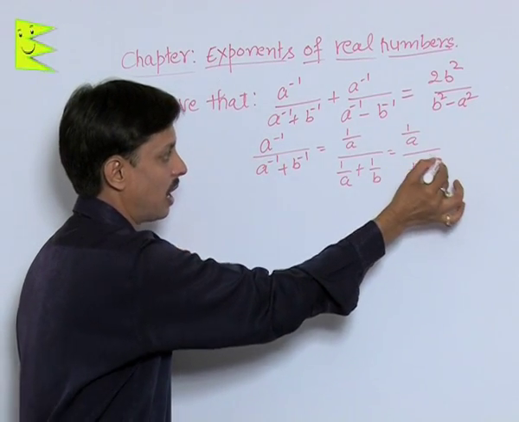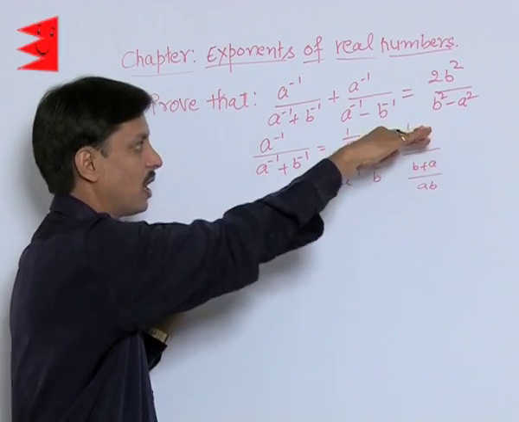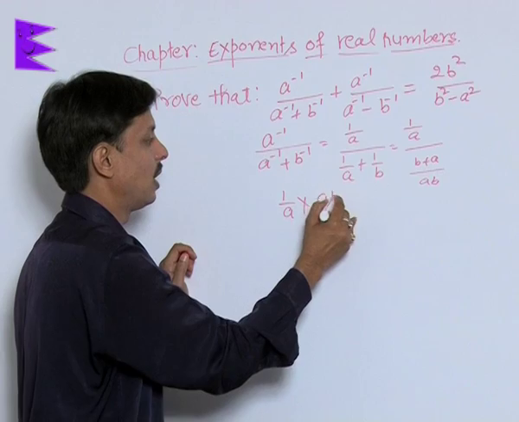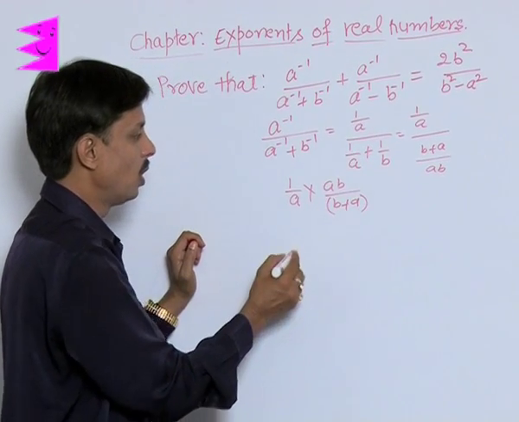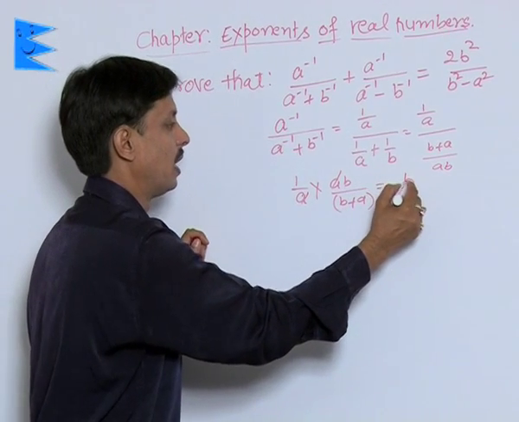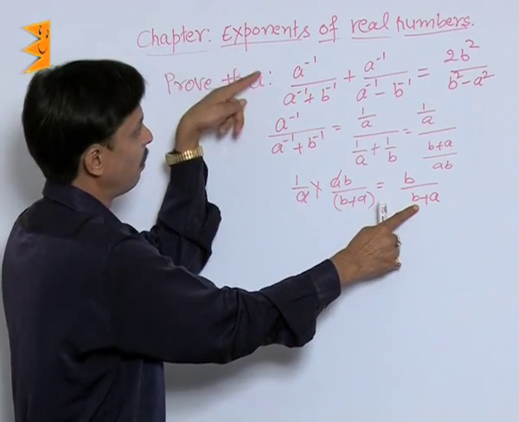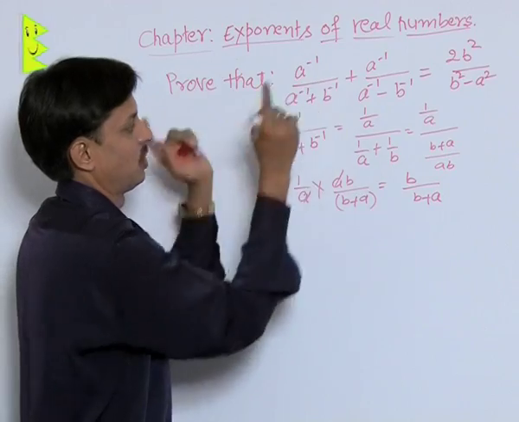Now this denominator, which divides 1 upon a, can be written as 1 upon a multiplied by ab upon b plus a. So here when a and a get cancelled, we have obtained b upon b plus a. B upon b plus a is the simplified form of the first term of the expression.